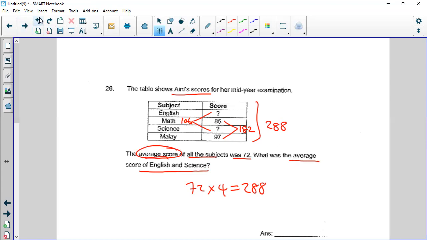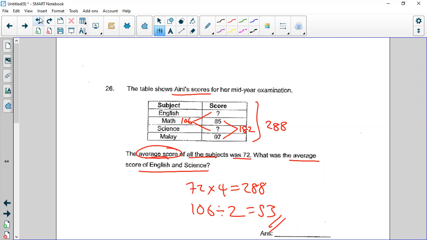All right, so can you find the average score of English and Science? So how do you find average? Average means you must divide. If you never divide, you did not find average. So 106 divided by 2, you will get 53, which is the average score of English and Science. Do you get the answer correct? Okay, clear so far? Let's move on.